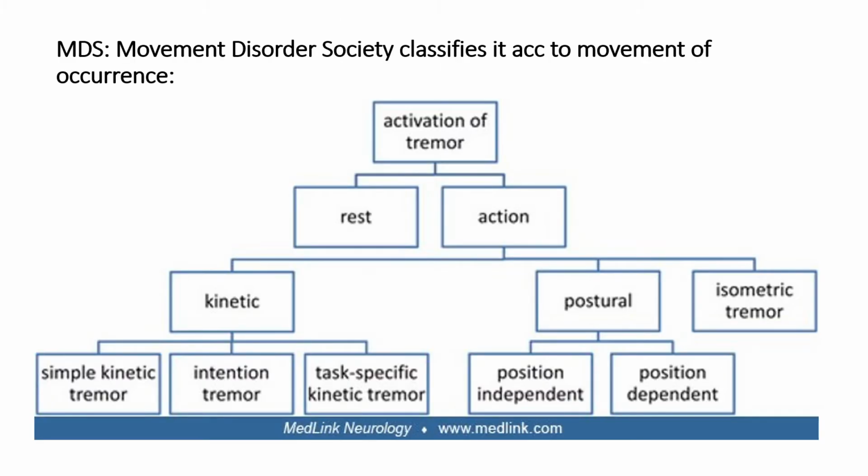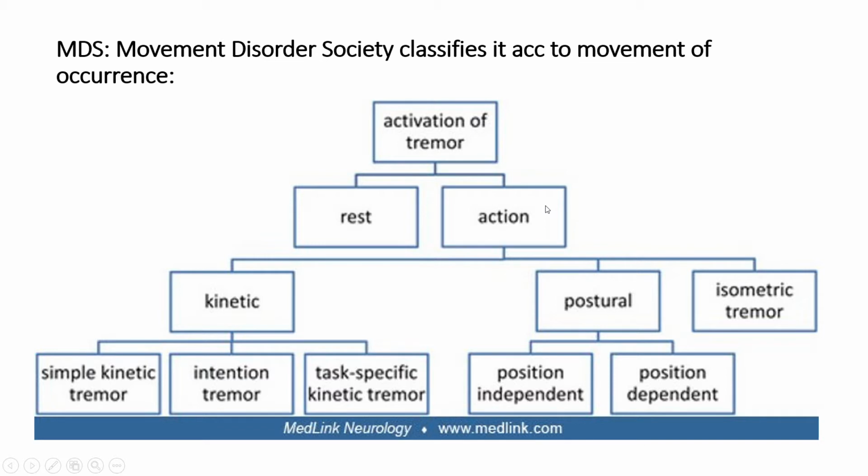The Movement Disorder Society has classified these tremors on the basis of activation of tremor. There are many other classifications available, for example, in terms of body distribution and also in terms of frequency. But to decrease confusion, the Movement Disorder Society decided to classify it according to the moment of occurrence or the activation of tremor. So, if the activation of tremor occurs at rest, it will be known as a rest tremor. While if the activation occurs during action, it is what we call an action tremor.